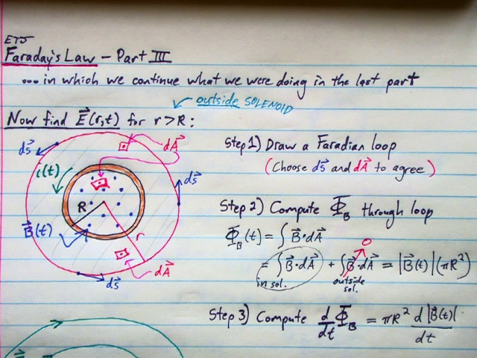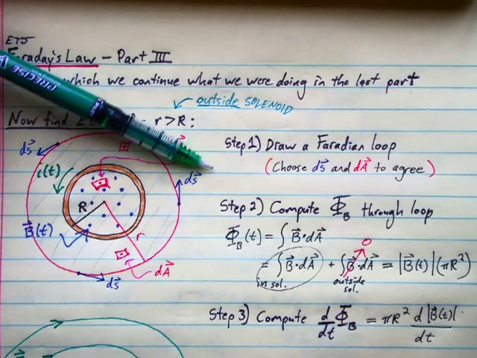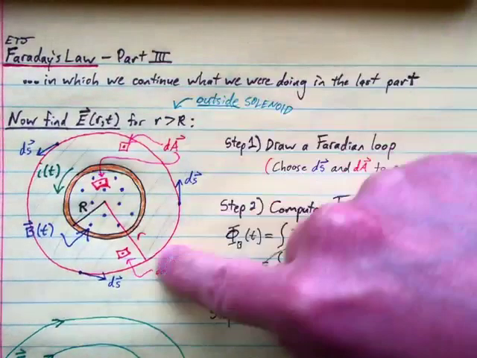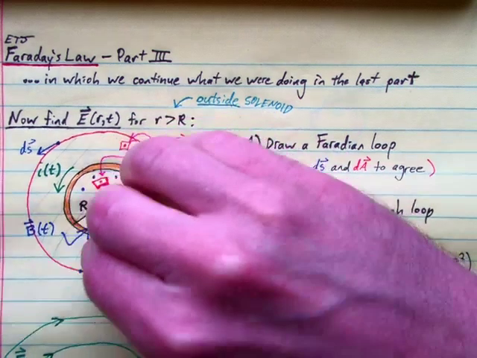So we're going to get, once again, a clockwise E field out here, a clockwise E field that would attempt to drive a clockwise current that would attempt to put magnetic field back into the page.